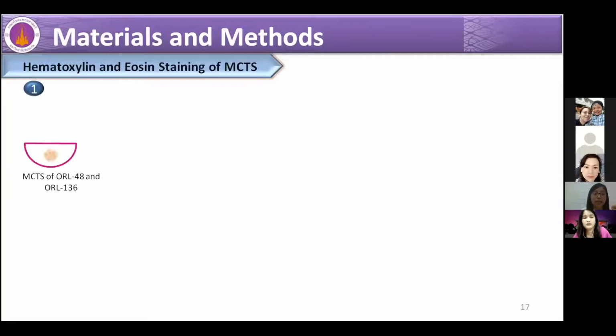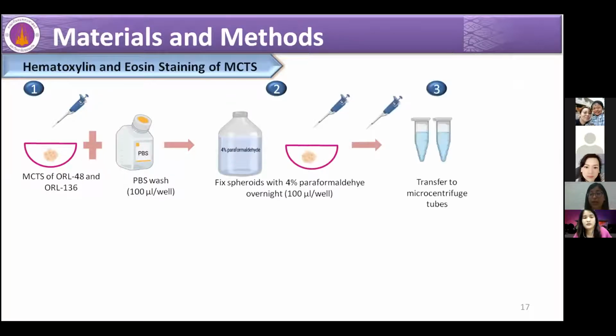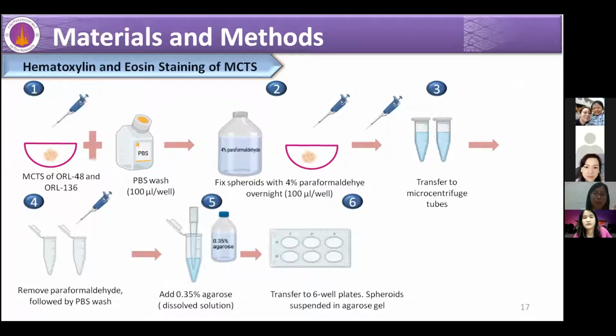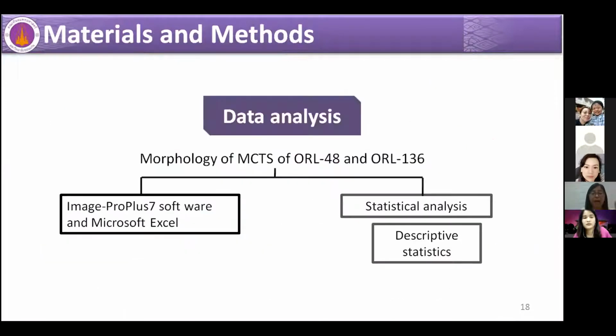For H&E staining, first we wash the MCTS of both the cell lines with PBS, and then we fix them with 4% paraformaldehyde overnight. We transfer them to Eppendorf tubes, remove the paraformaldehyde, follow with a PBS wash, and then add 0.35% agarose. Along with the agarose solution, we transfer them to 6-well plates, and the spheroid looks like this. They look suspended in agarose gel, and then we send them for H&E staining. For data analysis, we use ImagePro Plus 7 and descriptive statistics.